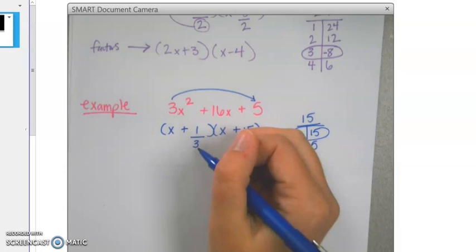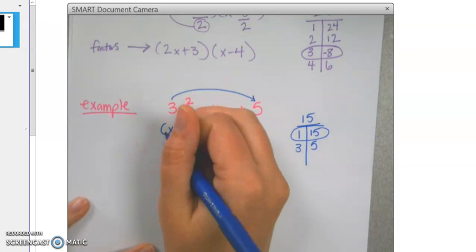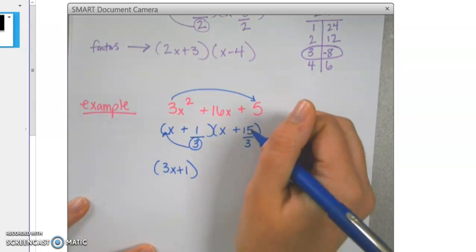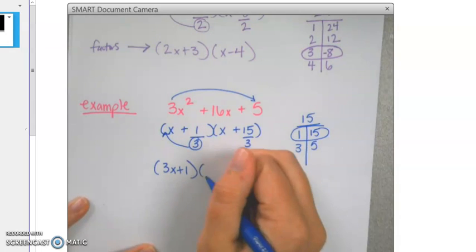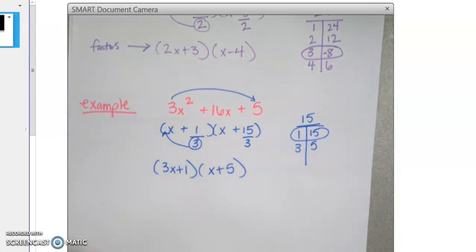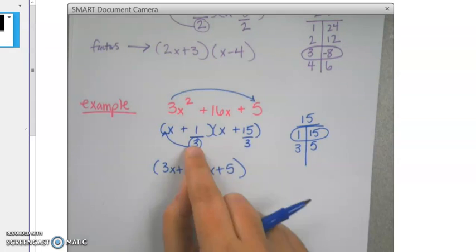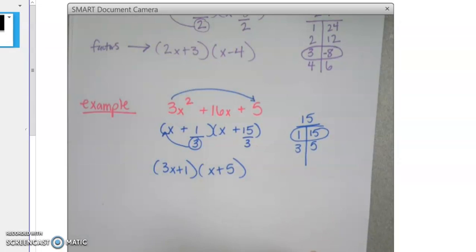1 divided by 3 does not divide nicely, so we're going to move this 3 up and get 3x plus 1. 15 divided by 3 does divide nicely. We get x plus 5. So these are my factors. So you do have an extra step in these problems where before you just found the factors and you were done. If you multiply the 3 in, you have to divide the 3 back out. Do not forget that. All right, we're going to do one more example.